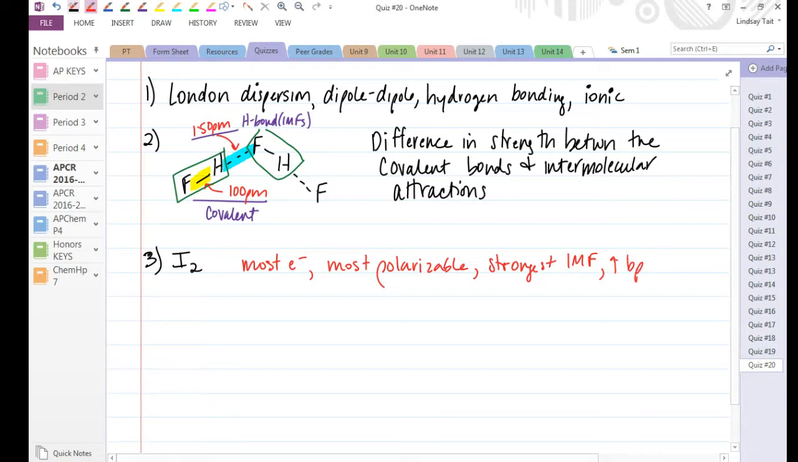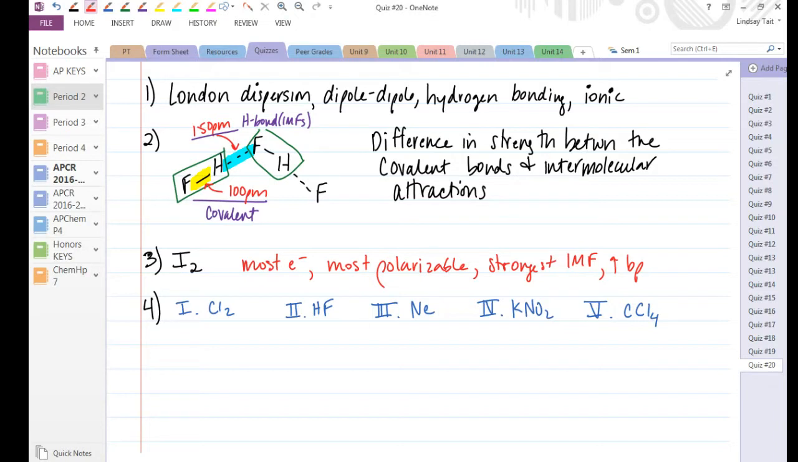All right, number 4. It said, in which of the following groups of substances would dispersion forces be the only significant factor? And so they had out a list here. Roman numeral 1 was chlorine gas. Roman numeral 2 was hydrofluoric acid or hydrogen fluoride, depending on what state of matter it is. Number 3 was neon. Number 4 was KNO2. And number 5 was CCl4. And so since the question asks which one would dispersion forces be the only significant force, you were looking for your nonpolar molecules. And so that was going to be this guy right here, nonpolar, NP for nonpolar.